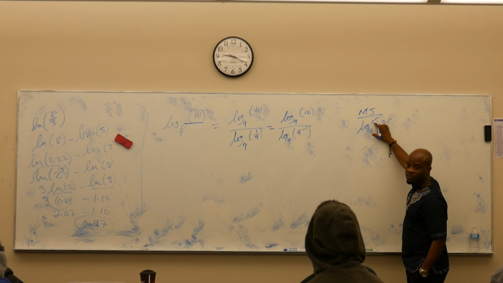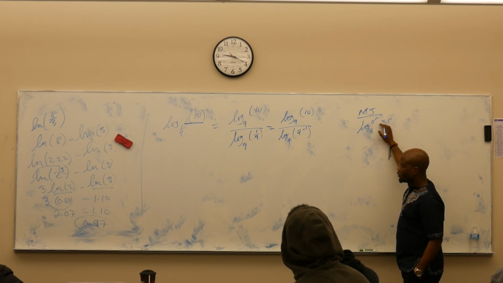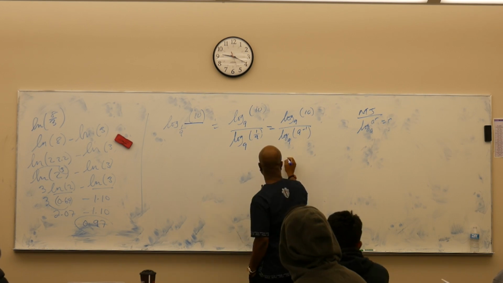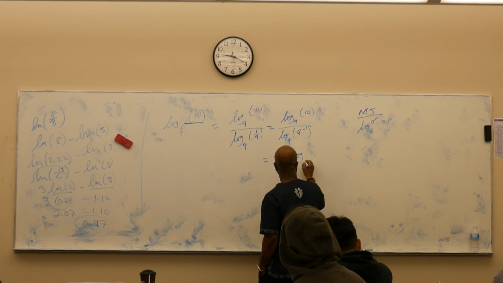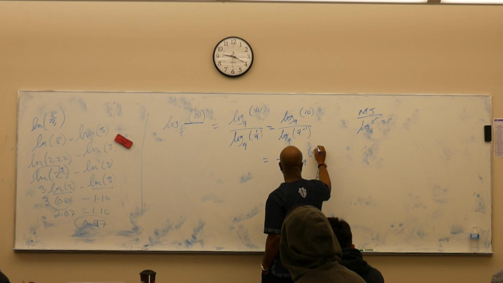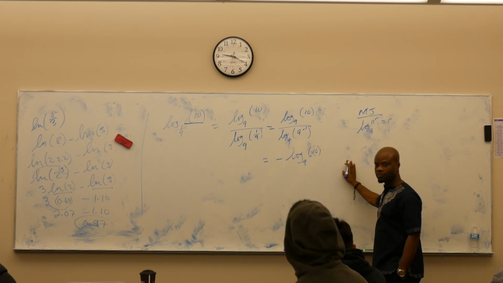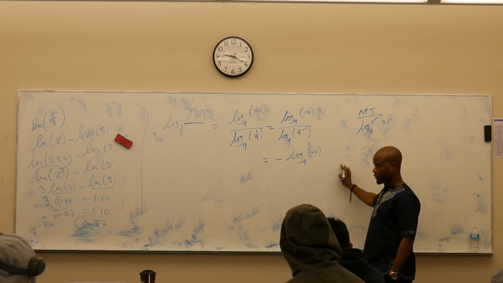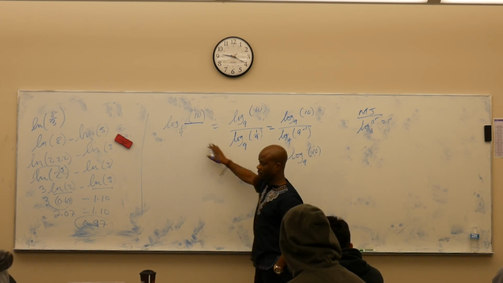If these two things are the same, my answer is just the exponent, right? So if these two things are the same, what's my answer here? Negative 1. So this is negative the log base 9 of 10. So that's what we get for this piece, right?